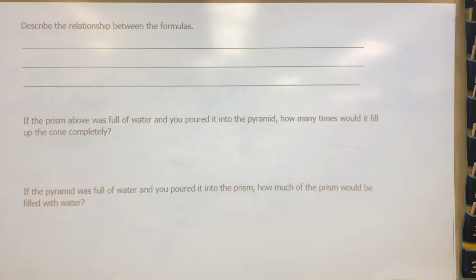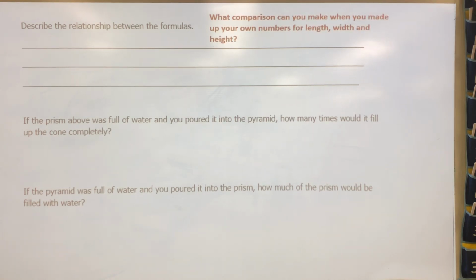And then go ahead and answer these questions. So what comparison can you make when you made up your own numbers for length, width, and height for both of those shapes? Try to figure out what numerical value you can come up with. If the prism was full of water and you poured it into the pyramid, how many times could you fill up that pyramid? If the pyramid was full of water and you poured it into the prism, how much of the prism would be filled with water? So again, make those comparisons with those numbers, because the answers to these are the comparison answer for the very first question.